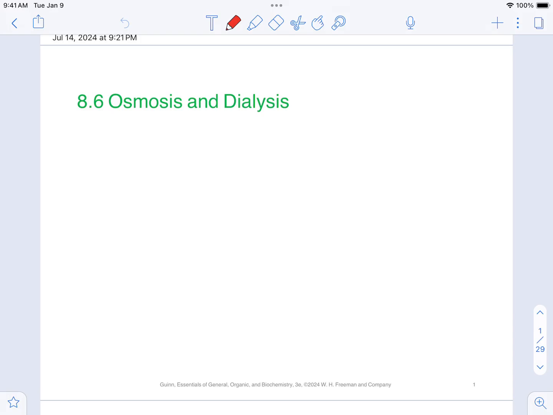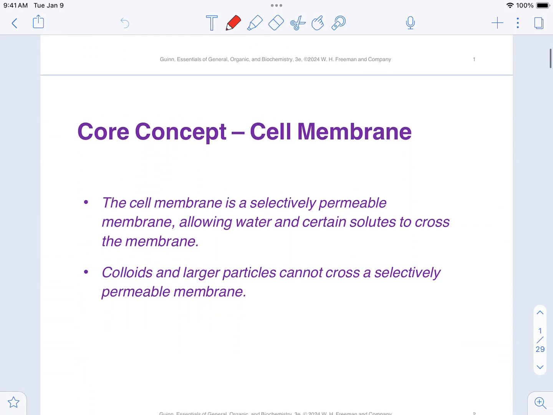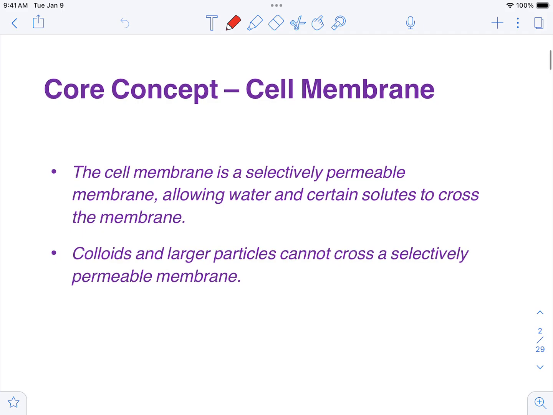This video is talking about osmosis and dialysis. With these two, we are going to discuss the permeability of the cell membrane and then determine what happens with different solutions. So the cell membrane is a selectively permeable membrane that allows water and certain solutes to cross the membrane. Colloids and larger particles cannot cross this membrane.